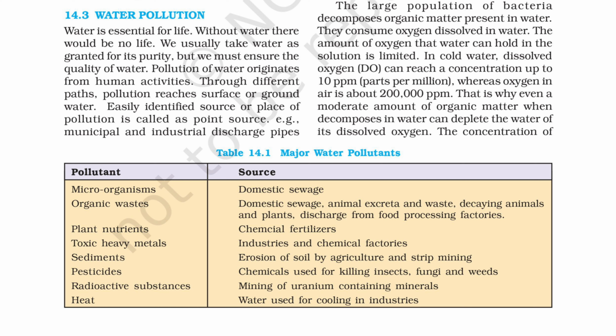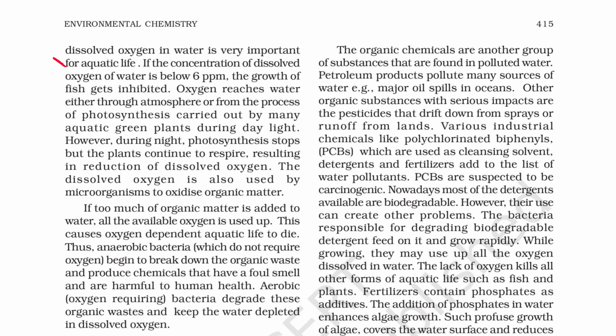That is why even a moderate amount of organic matter, when it decomposes in water, can deplete the water of its dissolved oxygen. The concentration of dissolved oxygen in water is very important for aquatic life. If the concentration of dissolved oxygen of water is below 6 ppm, the growth of fish gets inhibited. Oxygen reaches water either through atmosphere or from the process of photosynthesis carried out by many aquatic green plants during daylight. However, during night, photosynthesis stops but the plants continue to respire, resulting in reduction of dissolved oxygen.